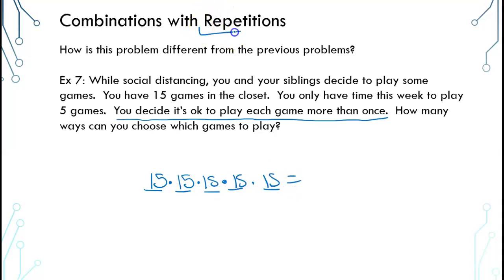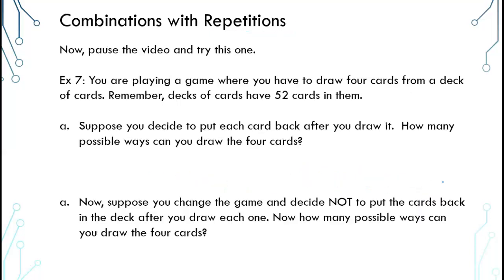So whether or not something repeats is important. Most of the time, you will not be repeating things, but in some cases they will be, and that will tell you in the reading. So when I do 15 to the 5th power, or 15 times 15 times 15 times 15 times 15, that gives me 759,375 ways in which we can select our games to be played. Pause the video and try these two.